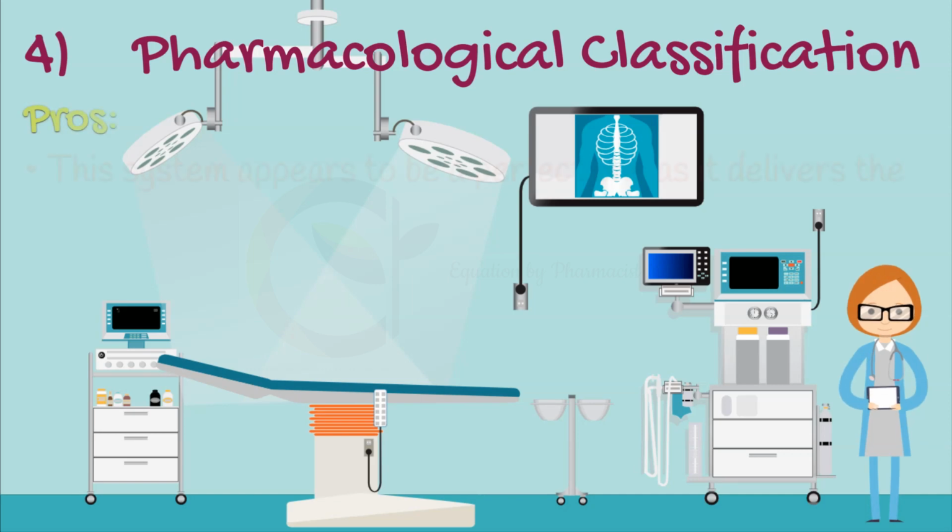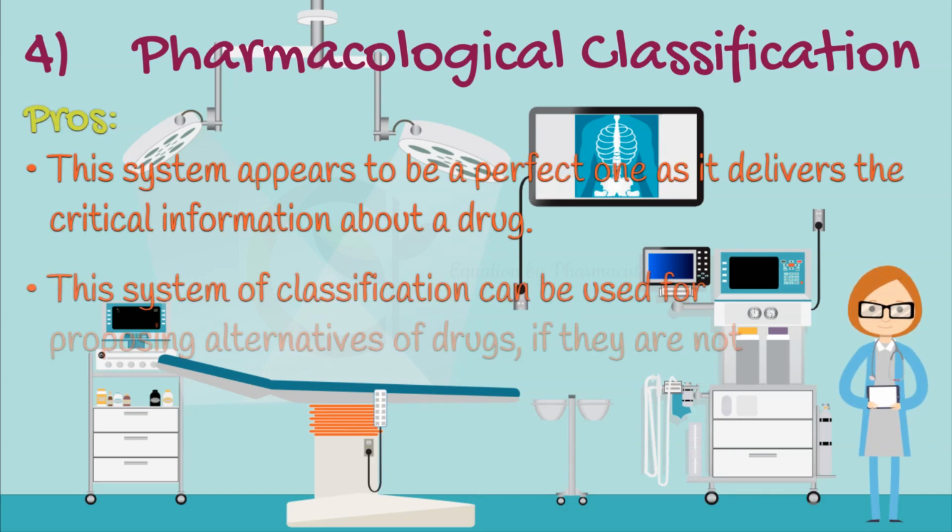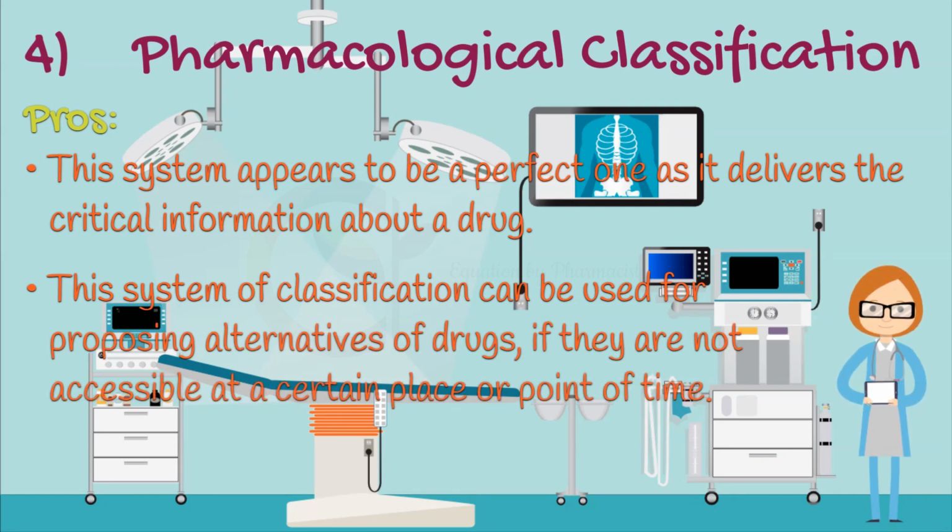It has advantages that, from the pharmacist's point of view, this system in fact appears to be a perfect one, as it delivers the critical information about a drug. This system of classification can be used for proposing alternatives of drugs if they are not accessible at a certain place or point of time.